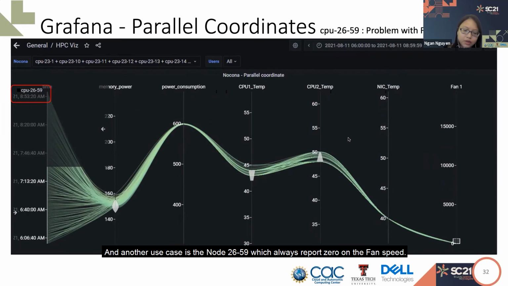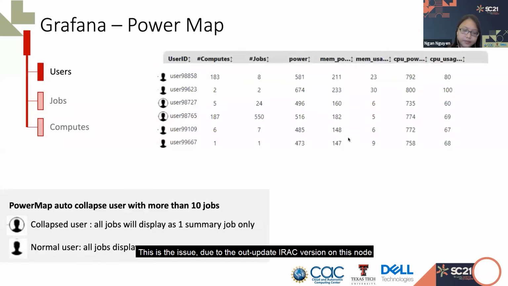Another use case is node 2659, which always reports 0 on the fan speed. This issue is due to an out-of-date version of the iDRAC on this node.